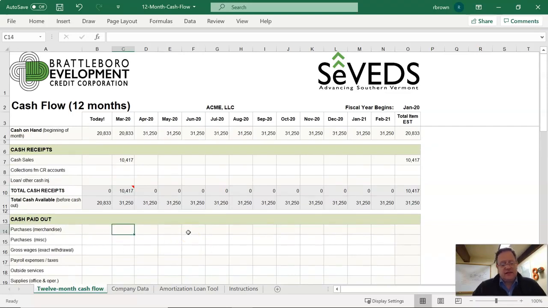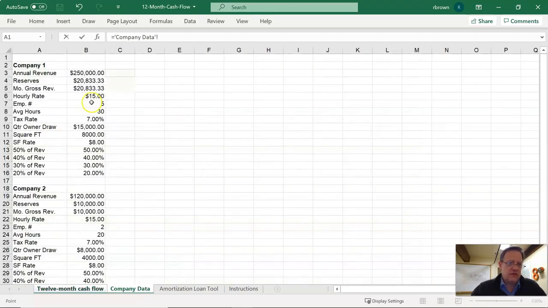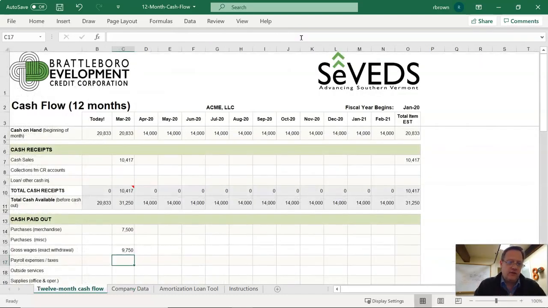So purchases, unfortunately at the beginning of the month, this company had to, not really knowing the impact, purchase raw materials and inventory, and that's about $7,500. Gross wages, we talked about a little bit, but I'm just going to enter the formulas here. So we've got $15 an hour times 5 employees times an average work week of 30 hours. And we're going to annualize that now. So that's going to be multiplied by 52, divided by 12. And that's our monthly expenditure on wages.